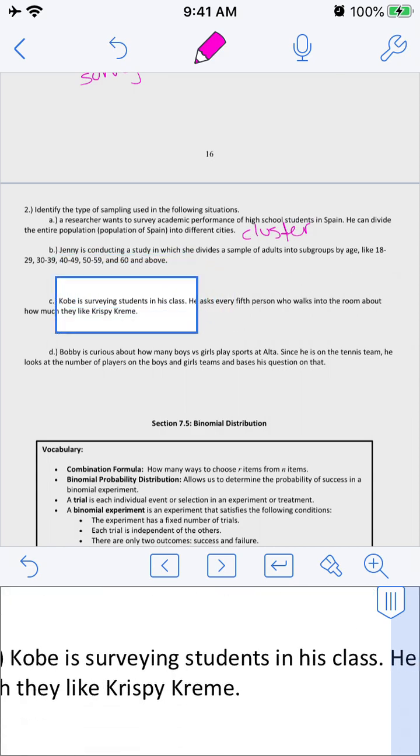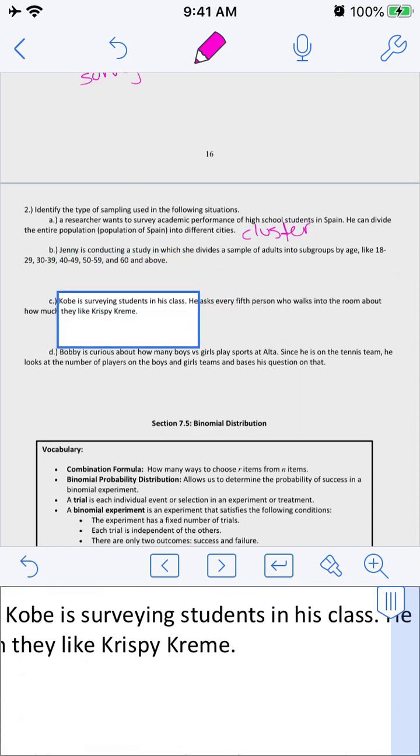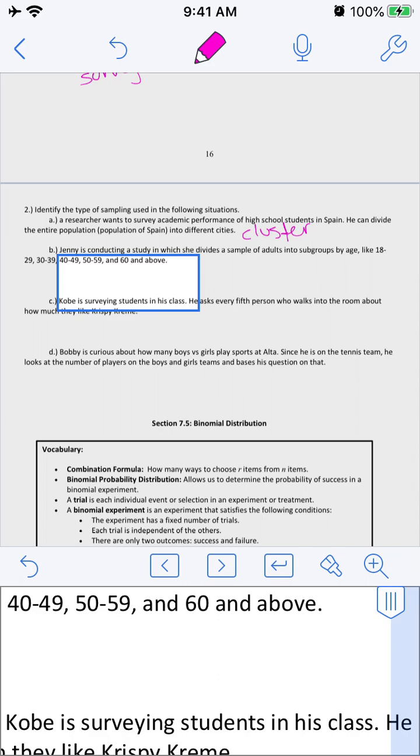All right, Jenny is conducting a study in which she is dividing a sample of adults into subgroups by age, like 18 through 29, 30 through 39, 40 through 49, 50 through 59, 60 and above. Okay, so she's taking the entire population and subdividing them. I would say that's probably also cluster. She's taking the entire population and breaking them into groups. She's clustering them.